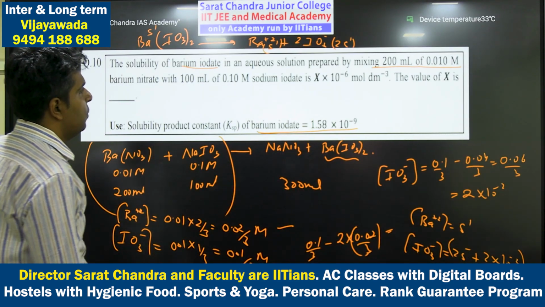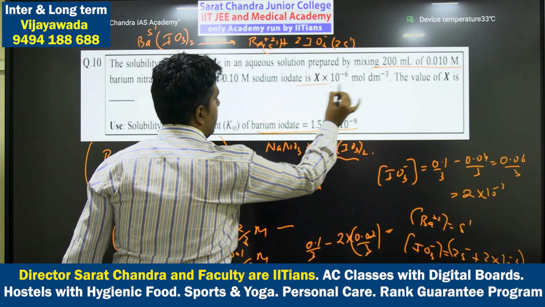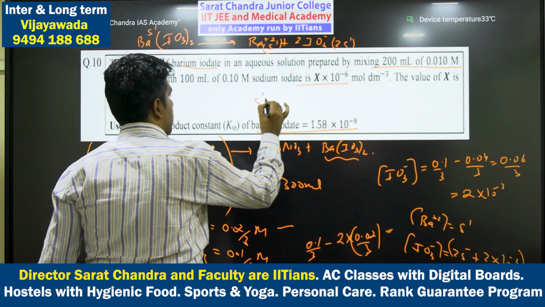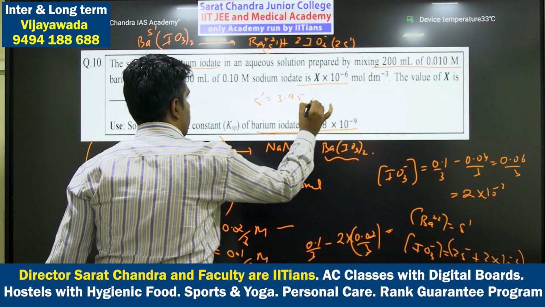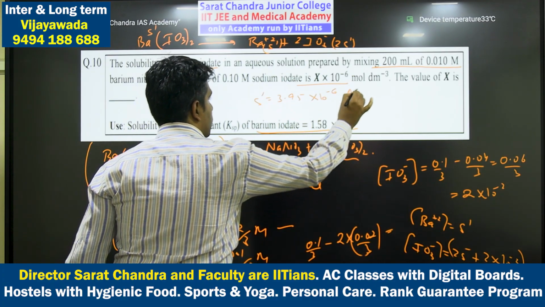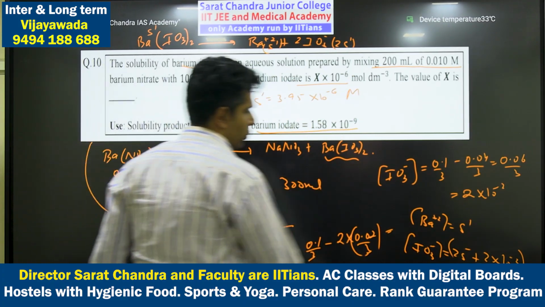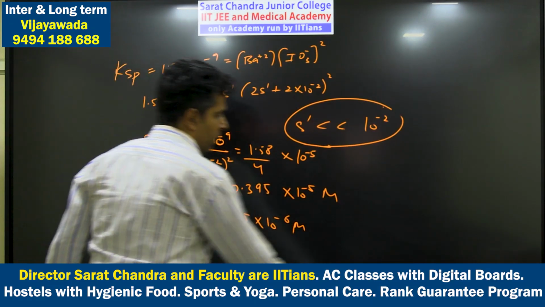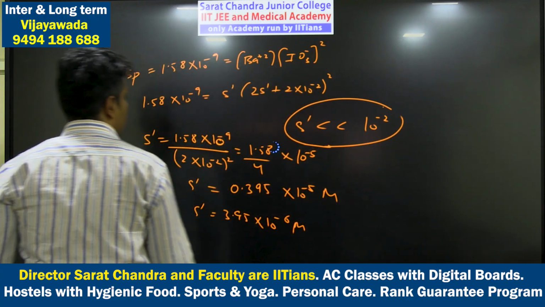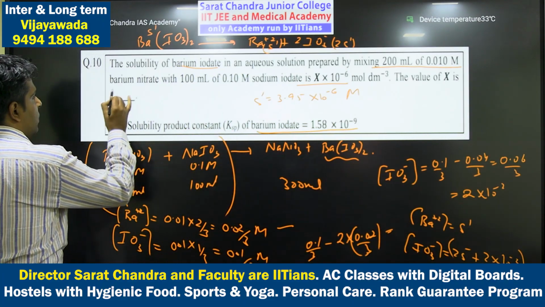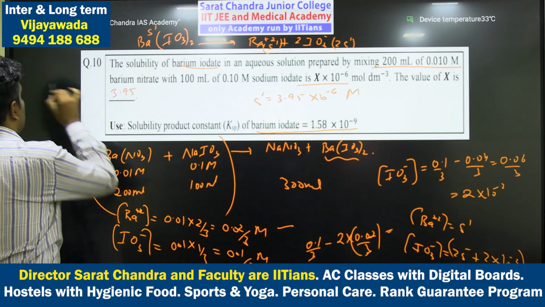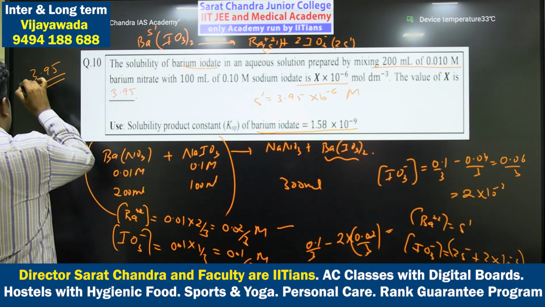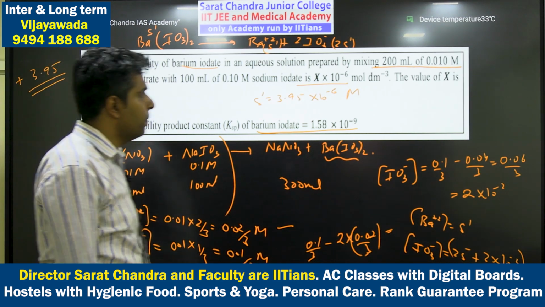So the question is asking for solubility in the form of X into 10 to the power minus 6. So the solubility we are getting is 3.95 into 10 to the power minus 6 molar, that is moles per liter, that is moles per decimeter cube. So the answer we are getting is 3.95. So the value of X will be 3.95. So for this numerical type question, the answer will be plus 3.95.